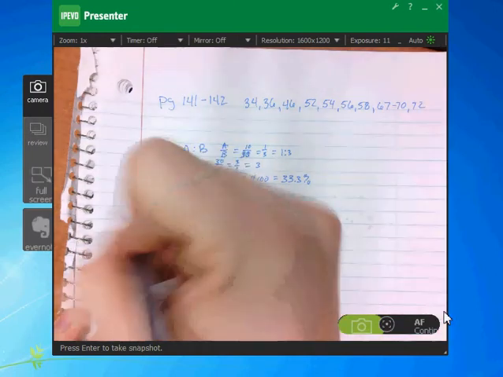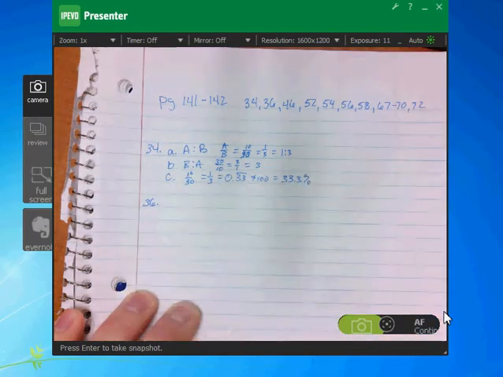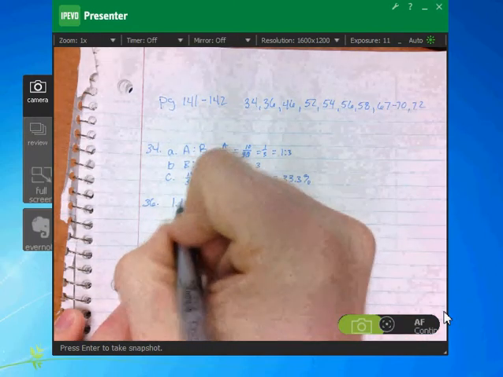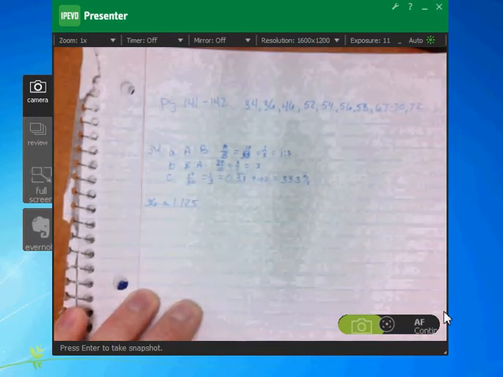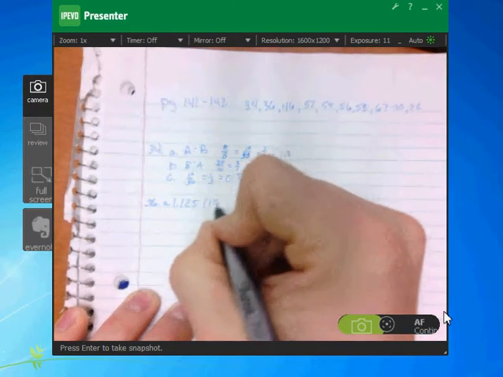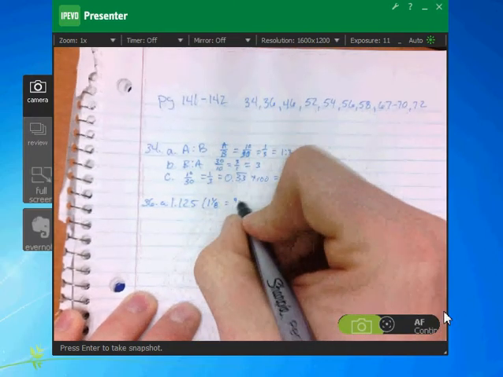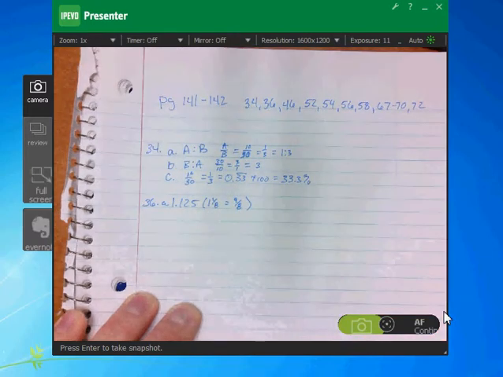Okay, so for 36, just to allow you to check your answers here, even though they are in the back of the book, we have 1.125 for letter A. If you wanted that into a mixed number, 1 1/8 or 9/8, that way you could say 9 to 8 is the ratio.